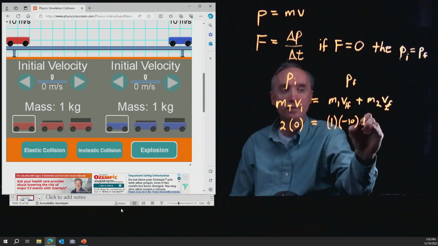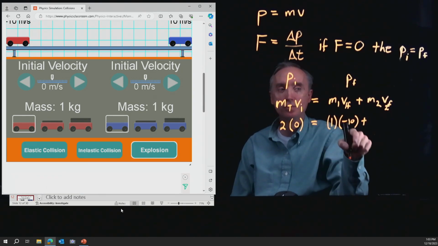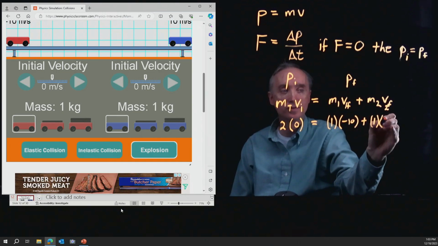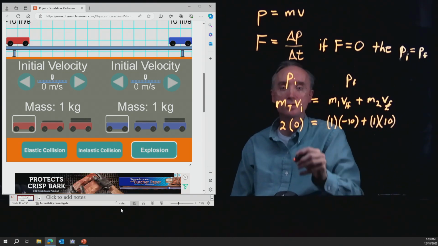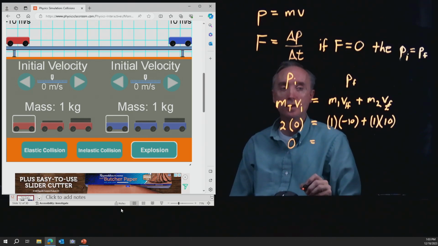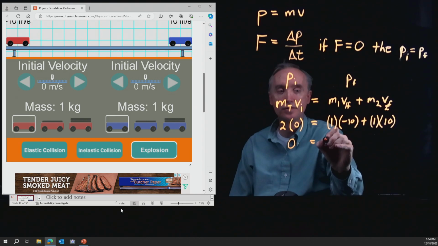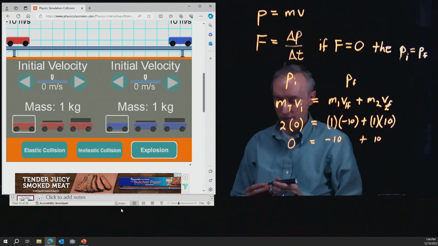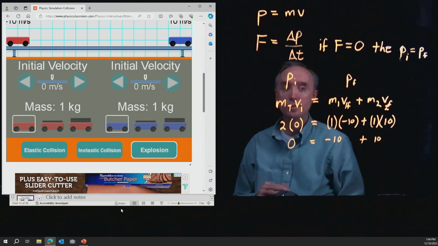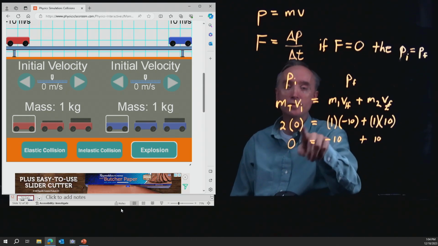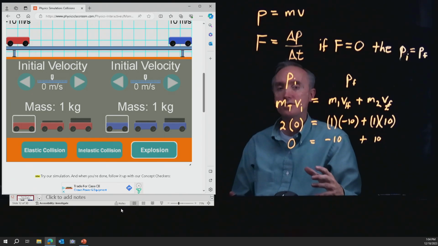Okay, and then add that to the mass of the blue car, which is 1, and its speed, which is 10. Okay, now let's see what happens. 0 times 2 is 0. And then 1 times negative 10 is negative 10. And then this is positive 10. So positive 10 and negative 10 is going to be equal to 0. All right, so 0 is equal to 0. So conservation of momentum works. So we've just proven that.